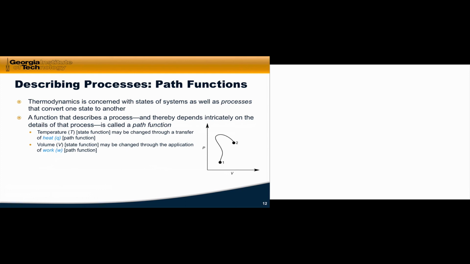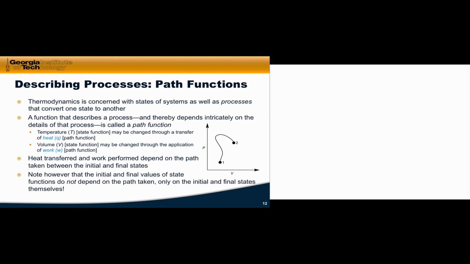We can change the volume of a system, which is a state function, through the application of work, which is a path function. The heat transferred and the work performed do depend on the path taken between the initial and final states. A different path means a different heat and a different work. Do note, however, that the changes in the state functions themselves don't depend on the path taken, only on the nature of the initial and final states themselves. So as long as points 1 and 2 remain fixed, no matter what path we take through what's called state space, the change in volume is going to be the same, right? Delta V is going to be the same, independent of path. Same for the change in temperature.